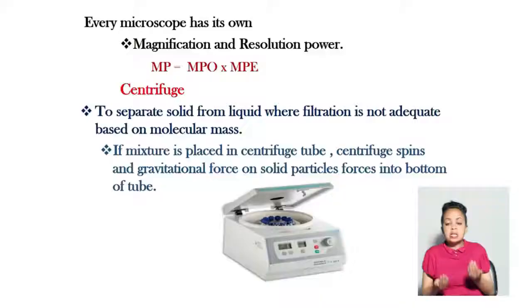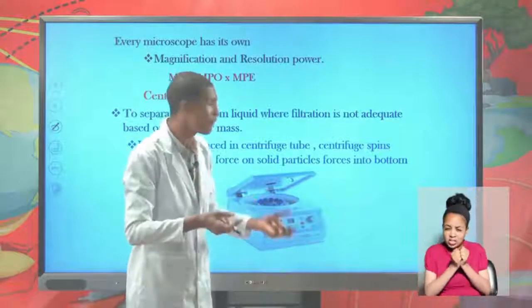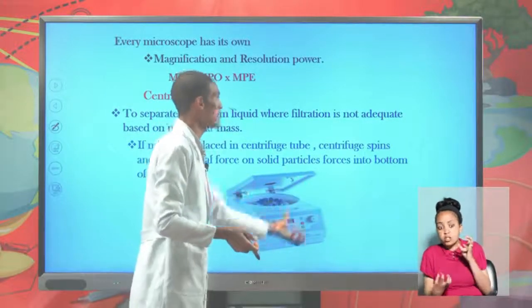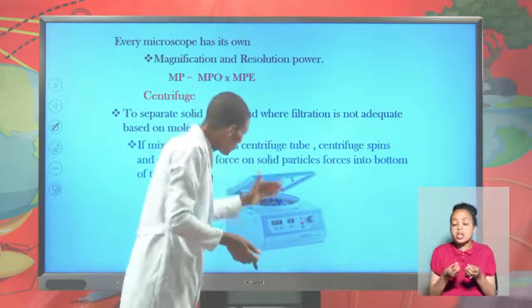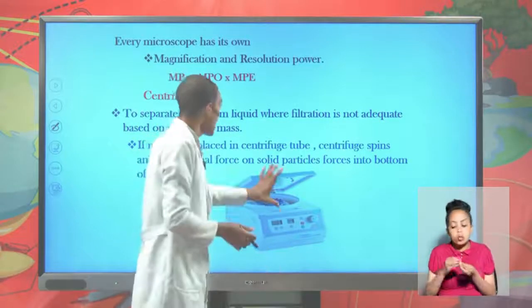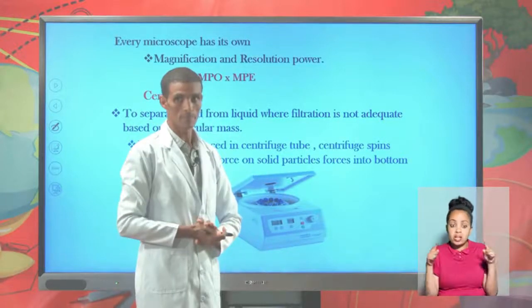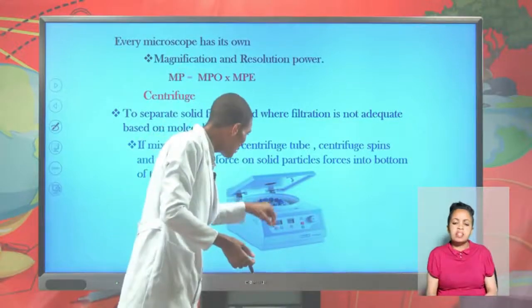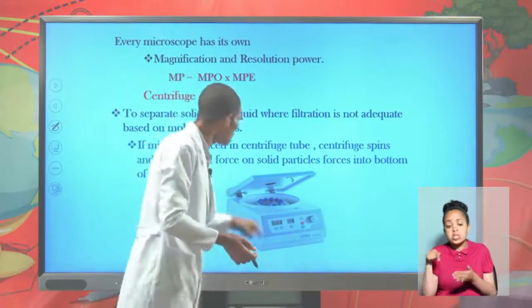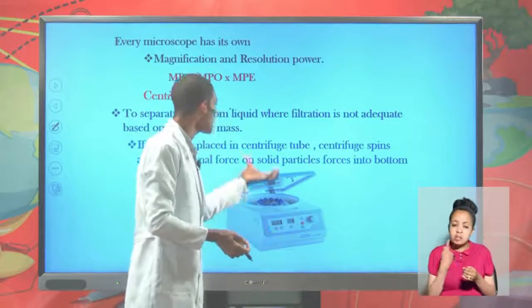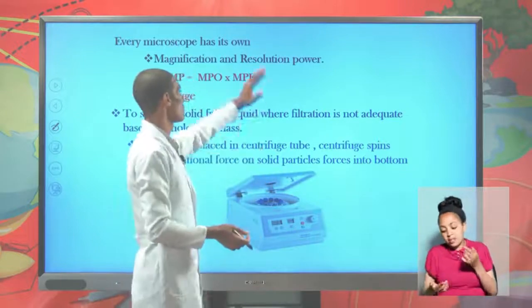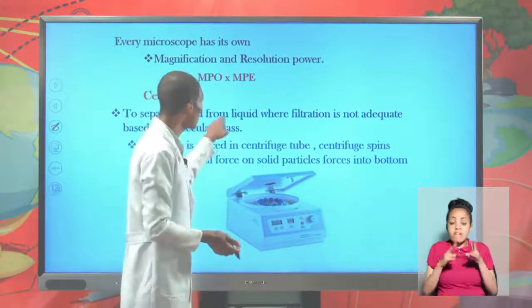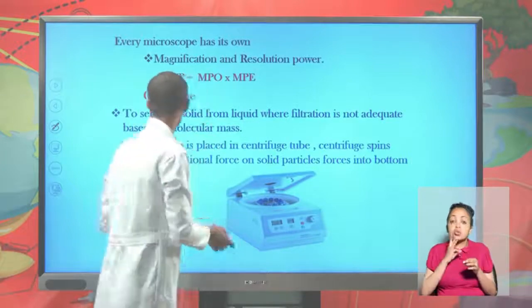When a sample of liquid and solid are mixed together, the centrifuge spins at high speed, and the gravitational force makes the solid tend toward the bottom, so we can identify it easily. The heavy mass moves to the bottom with the high spinning power, and the lighter mass moves upward. The heavy mass goes to the bottom, the light mass moves up. This is very important in separating solid from liquid.